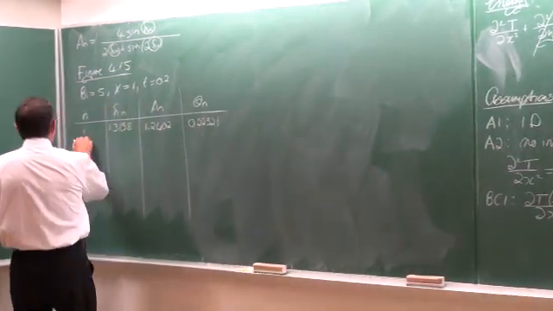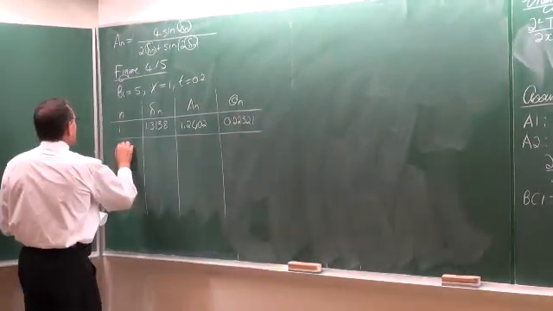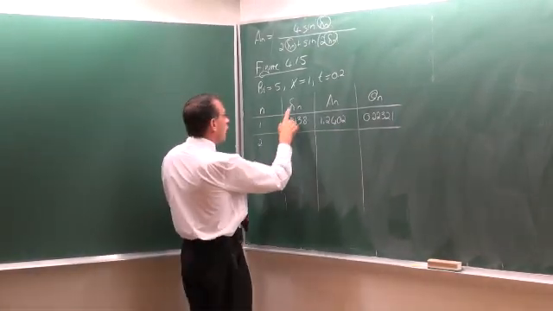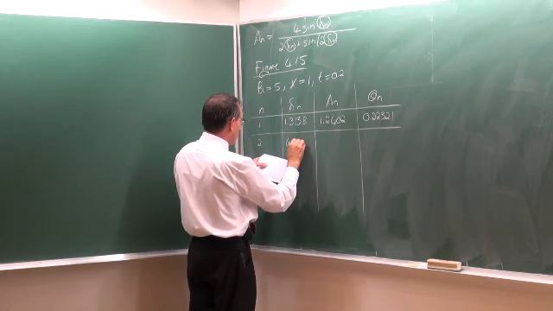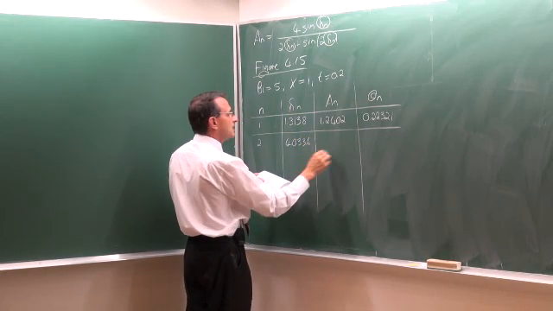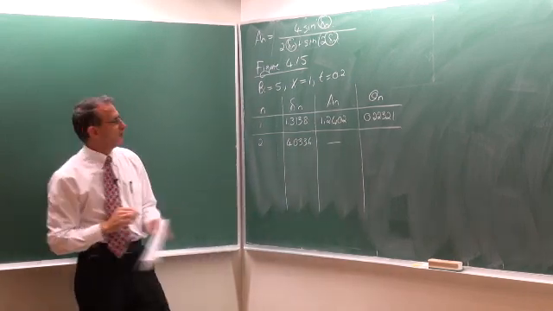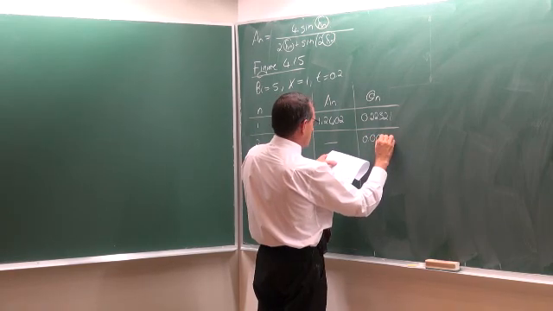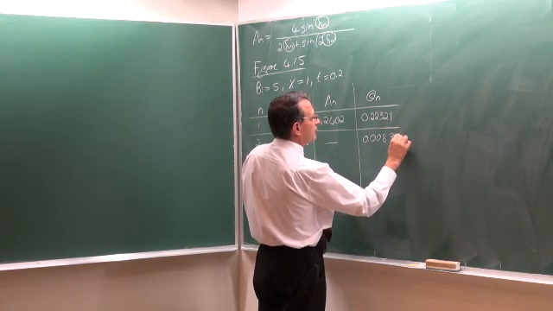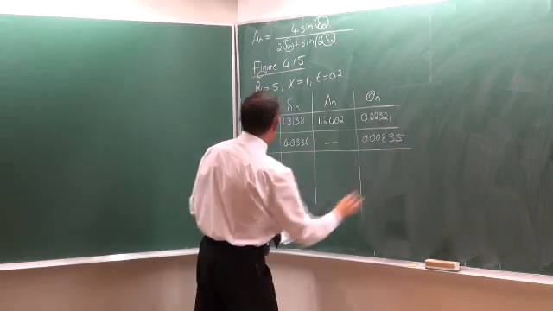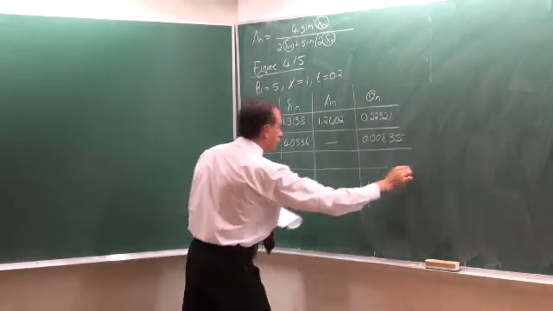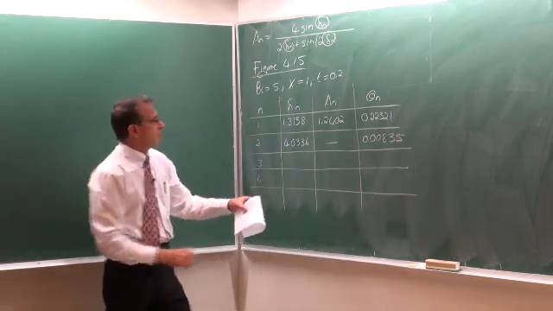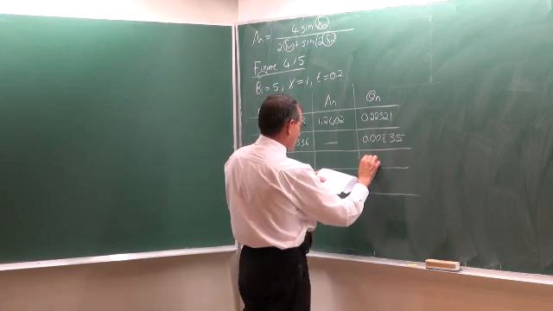And if we would repeat it now for n equal 2, then lambda would be equal to 4.0336. I'm not going to write down the value of AN now. And theta would be 0.00835. And the same for 3 and for 4. Okay. I'm just going to write down these values.